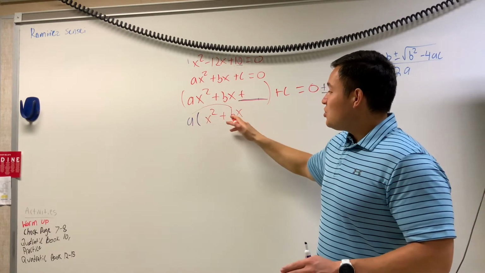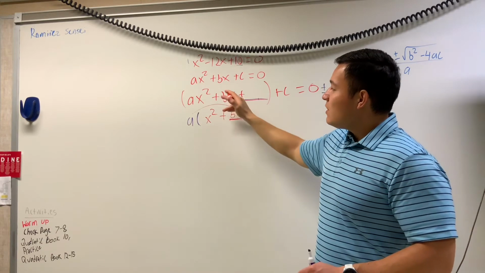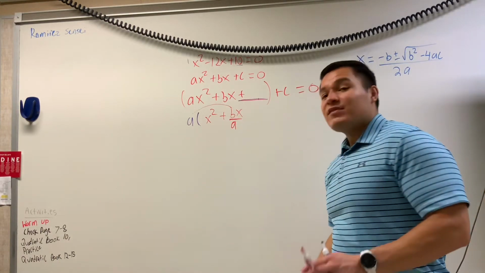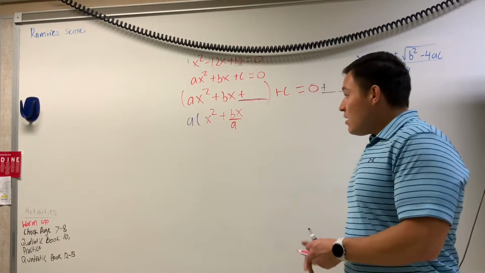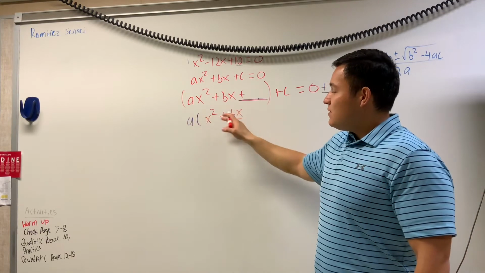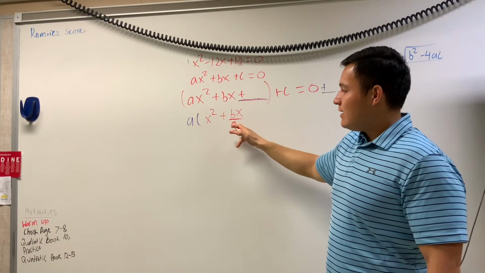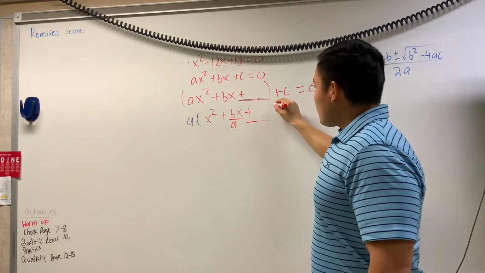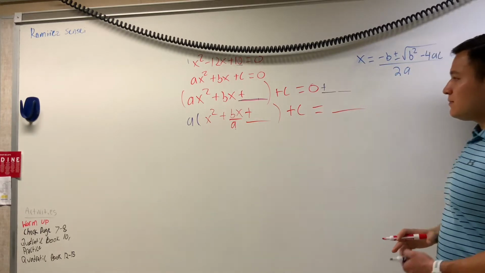What would we need to change b times x to, so that if we multiplied a to it, the a's cancel out? We would have to divide by a. We would have to plan ahead by dividing by a. By planning ahead and dividing by a, then if we distribute the a back to these two terms, we would get ax squared plus bx. And the a on the bottom would cancel with this a that multiplies it. Then we're going to leave a blank space, plus c equals a blank space.